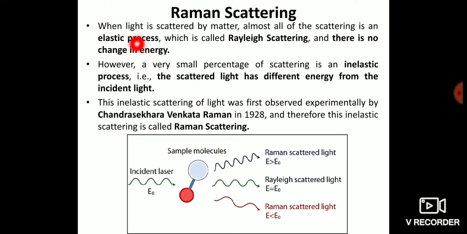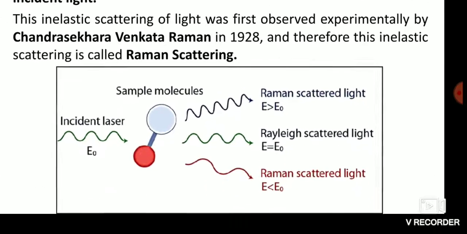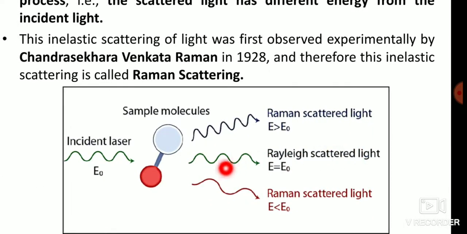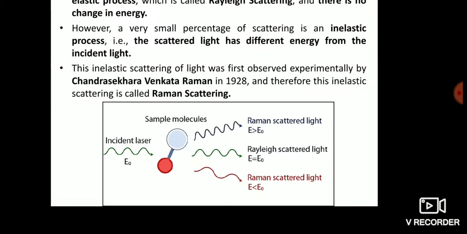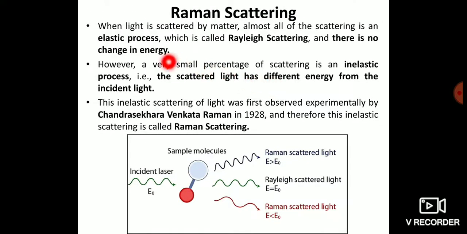What we can observe here is that when light is scattered by matter, almost all the scattering is an elastic process, which is known as Rayleigh scattering. So this is Rayleigh scattering, right? Let me show you. This is the Rayleigh scattering where E is equal to E0, and E0 is the incident light. Scattering occurs without any absorption or emission of light, so scattered light has energy same as the incident laser light.